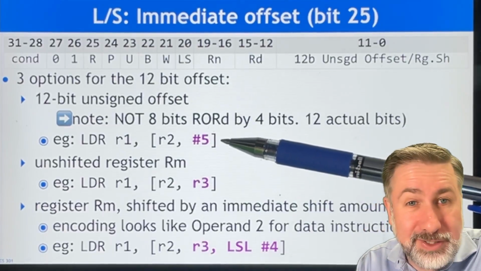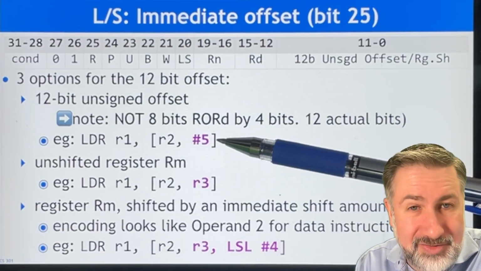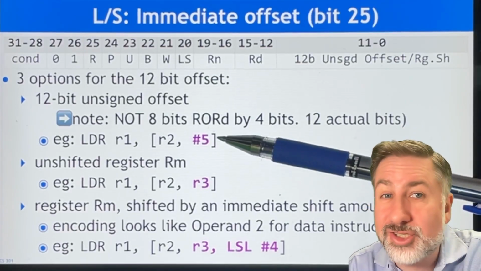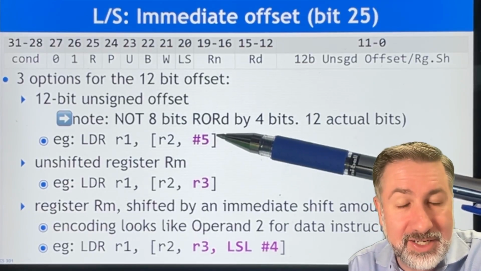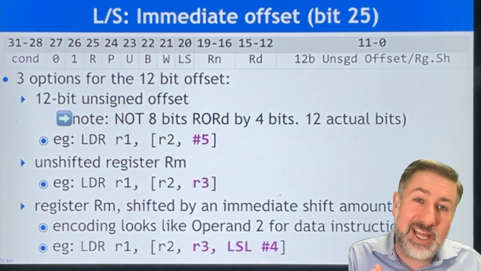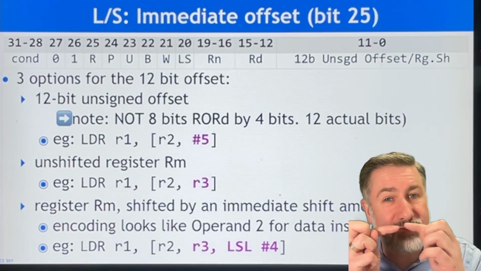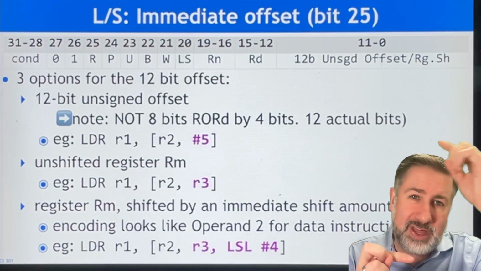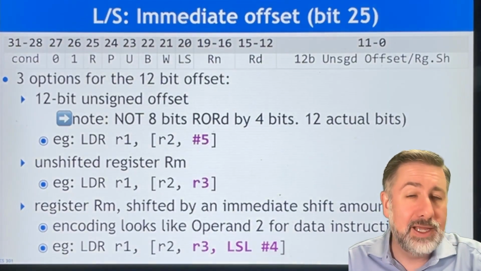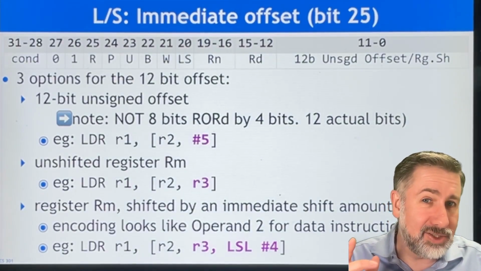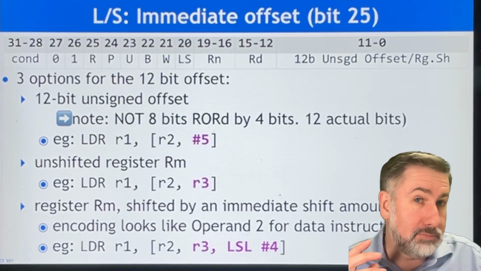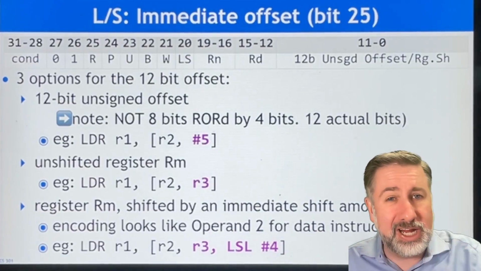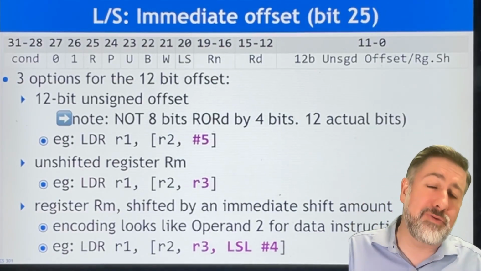So first difference is that if you're using an immediate offset, it isn't the aligned immediate offset of data instructions. It's just 12 actual bits of offset. What they're saying in the design is that when you're offsetting from memory, going more than 1,000 memory elements is very unusual. And so 12 bits gives you access to 4,000 memory elements, which is 1,000 words in either direction.